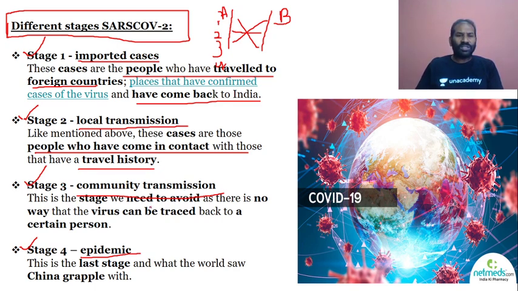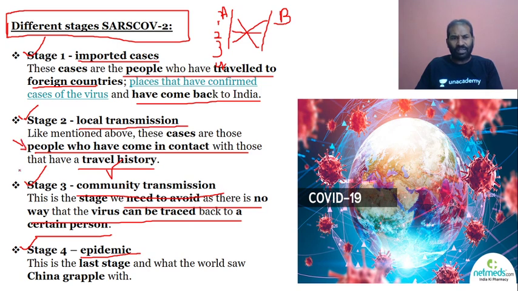And then community transmission is the third stage, which we need to avoid, as there is no way the virus can be traced back to a certain person. That means from the stage 2 travel-history person to a local, someone within India itself, when it passes on to another person, we cannot trace that case. The virus cannot be traced, from where it is coming or how it is virulently spreading. That is very difficult, and when that happens, we are unable to trace.